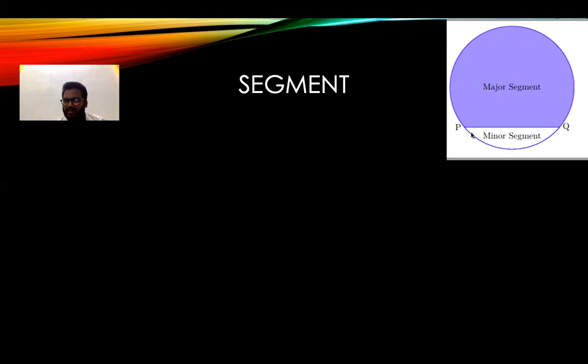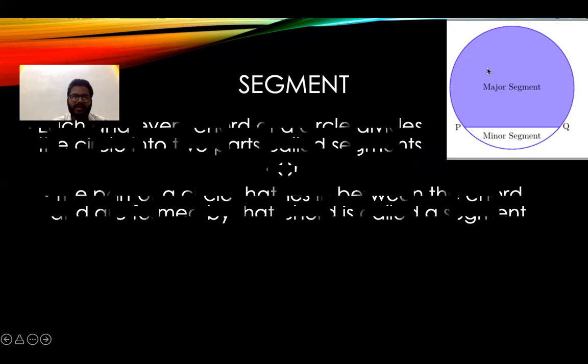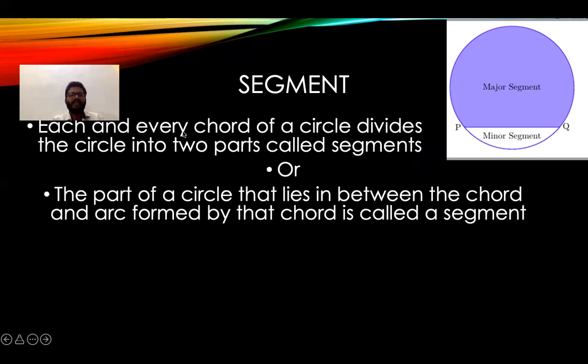So see here, we have a chord PQ. Can I tell PQ is a chord? Yes, PQ is a chord. Now, this chord divides the total circle into two parts. One part we call the minor segment, the other part we call the major segment. Each and every chord of a circle divides the circle into two parts. Those two parts are called segments. More clearly, the part of a circle that lies between the chord and the arc formed by that chord is called a segment. So this is the chord and this is the arc formed by this chord.